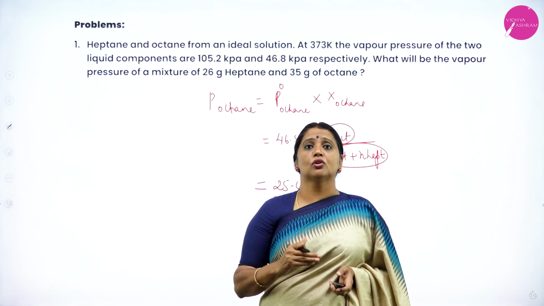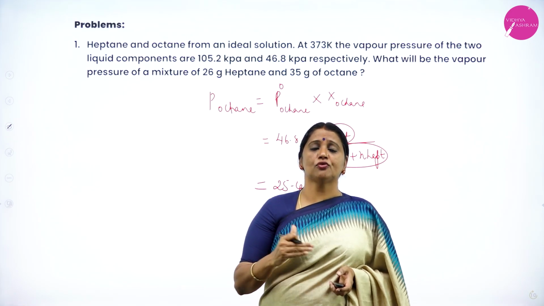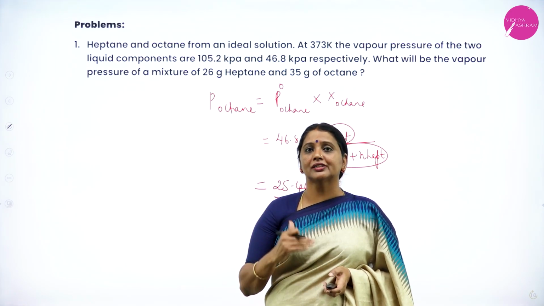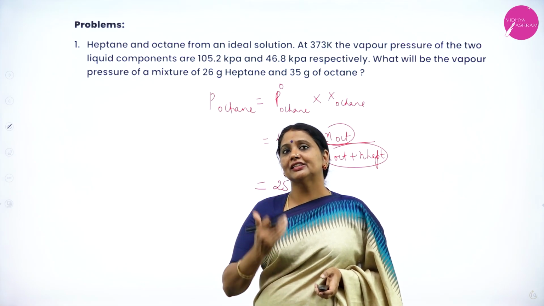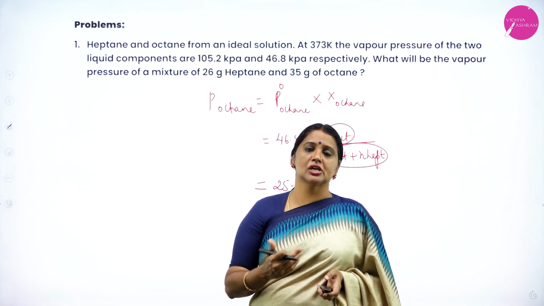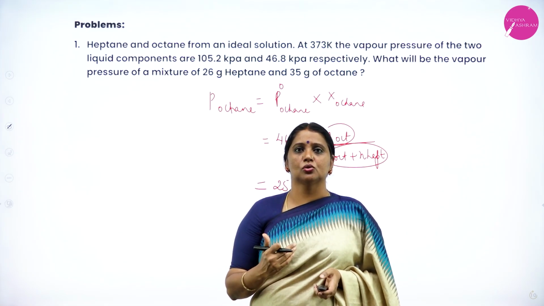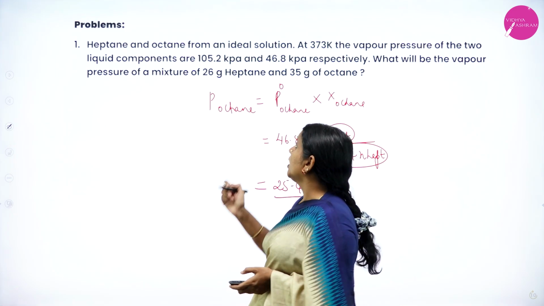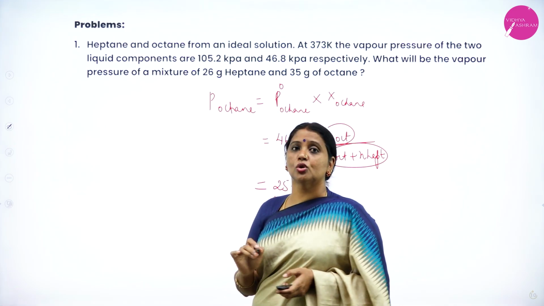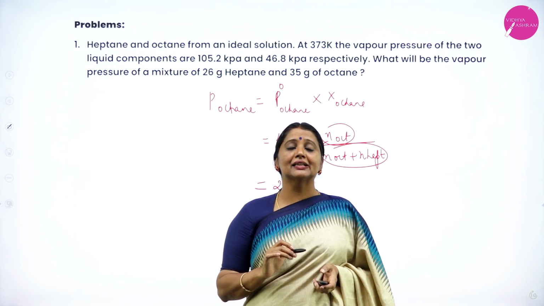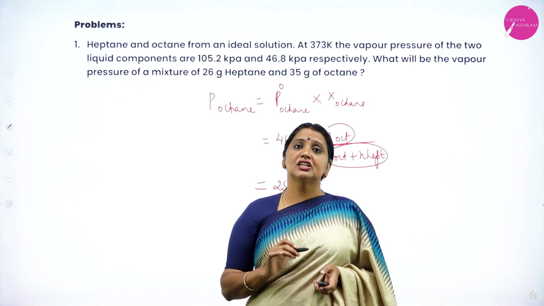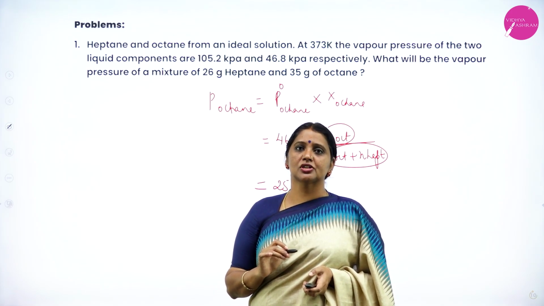Okay. So, therefore, by adding the pressure of octane and heptane, you will get the total pressure of the mixture. Okay, you got it. So, how do you find out total pressure? Total pressure is obtained by adding the partial pressures of the individual components.